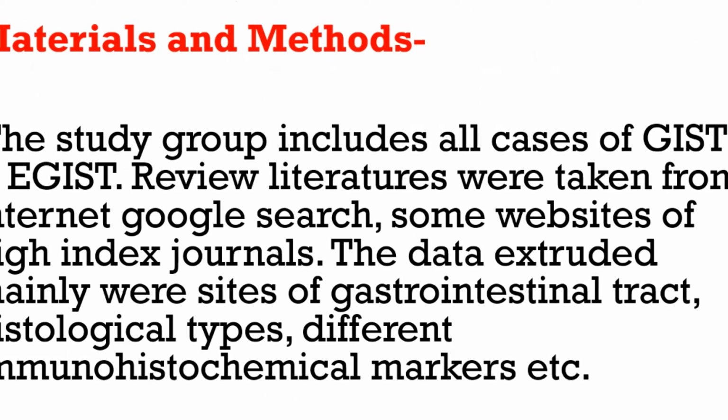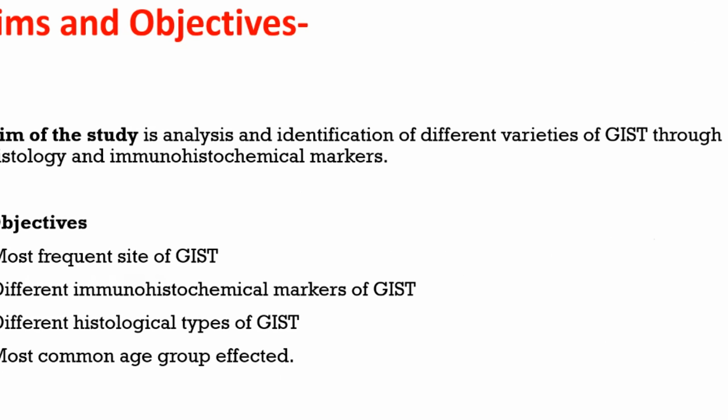Okay, materials and methods. The study group includes all cases of GIST and E-GIST. Review literature was taken from the internet, Google research, and some websites like high-index journals. Data extracted were mainly sites of the gastrointestinal tract, histological types, and different immunohistochemical markers. The aim of the study is analysis and identification of different varieties of GIST through histology and immunohistochemical markers. Objectives are the most frequent site of GIST, different immunohistochemical markers of GIST, different histological types of GIST, and the most common age group affected.